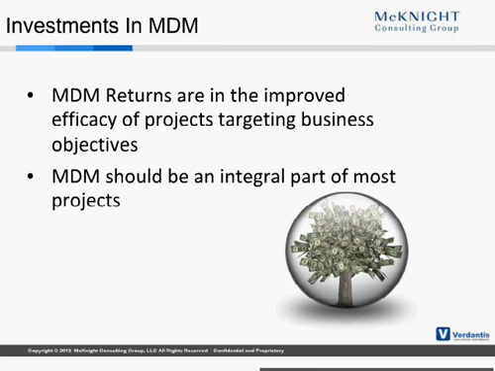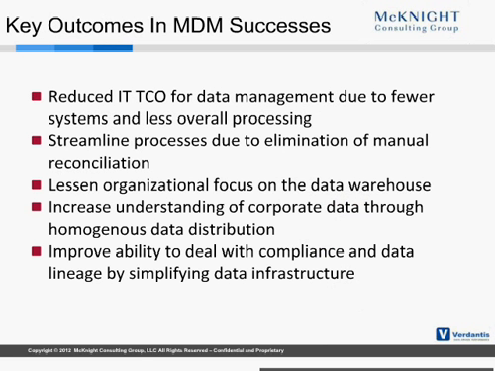Now, the key outcomes in MDM successes are these: reduced IT total cost of ownership for data management due to fewer systems and less overall processing. It's a build once, use many type of mentality, not build once to support an application, because they could have done that. It's building it once for the enterprise. It's building it to corporate standard, to corporate quality, and as defined by the business. And we like to get our governance group involved in defining that and then distributing that data in real time. Streamlining processes due to elimination of manual reconciliation. It's automated in master data management.